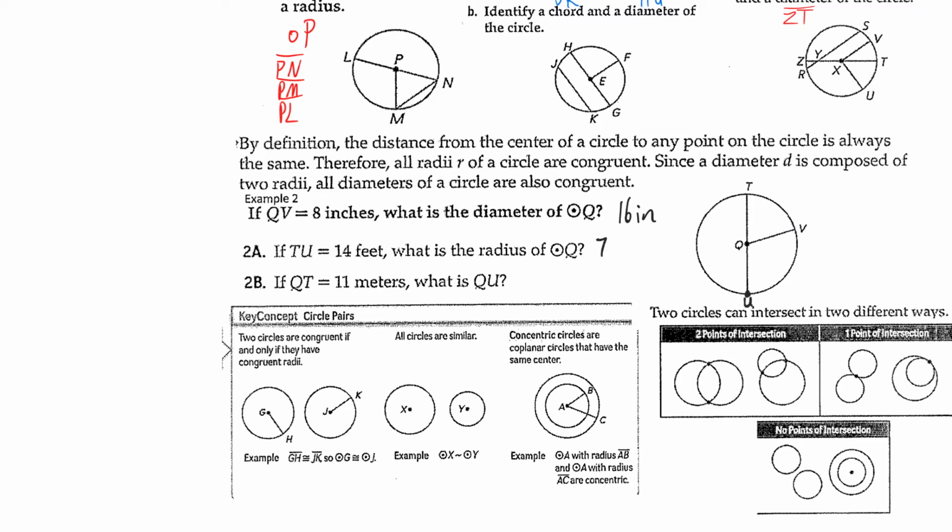If TU is 14, what's the radius? 7 feet. And if XT is 11 meters, how long is QU? 11. It's 11, my bad. QT is a radius and QU is a radius, so they're going to be equal. There's not more on that.